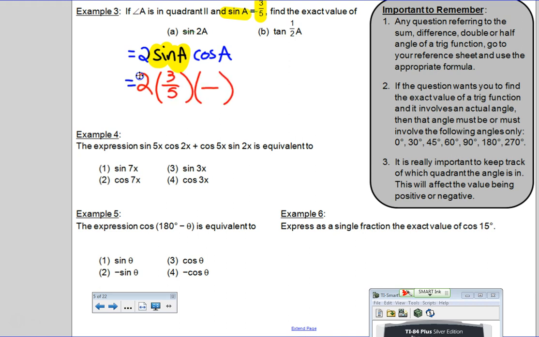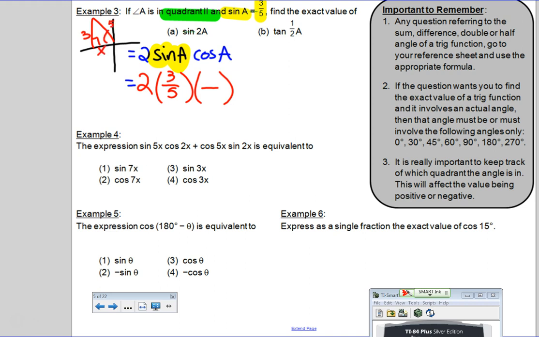Cosine of A, don't know. So I'm going to do my triangle. We're in quadrant 2 because they literally said we're in quadrant 2. And now we're going to draw our triangle, put our numbers on, and then find our missing value. All right, we have our O side is 3, and our H side is 5. We got to find this side.